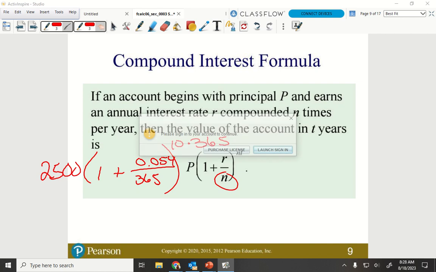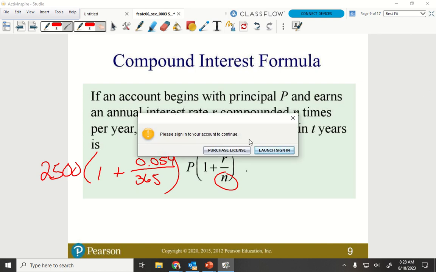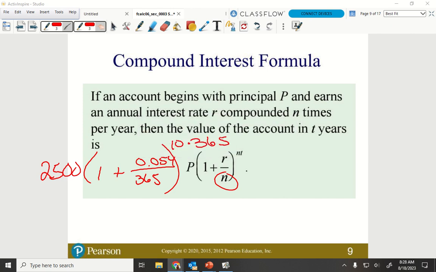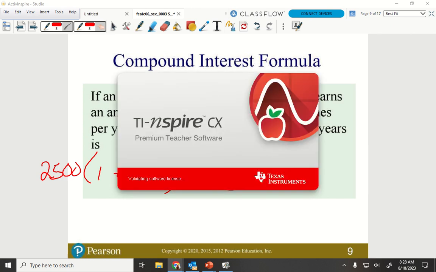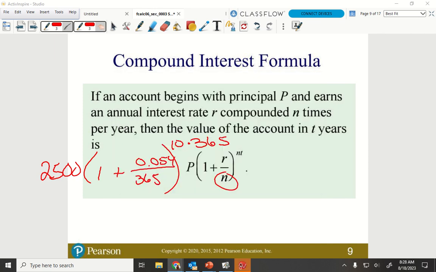And I am opening up my calculator. Come on now. Okay, I'm going to get there right about meow.